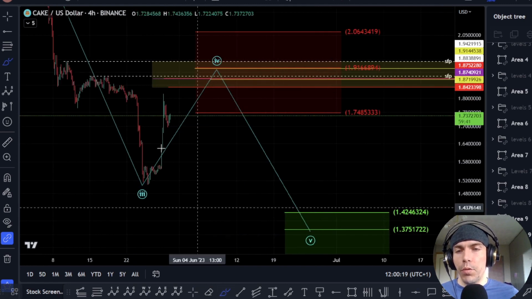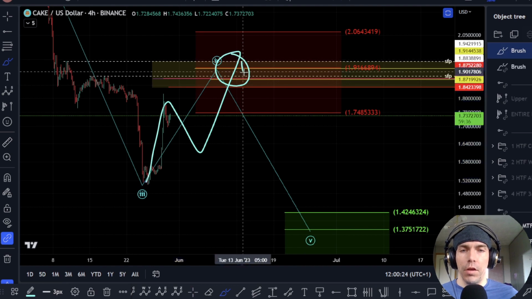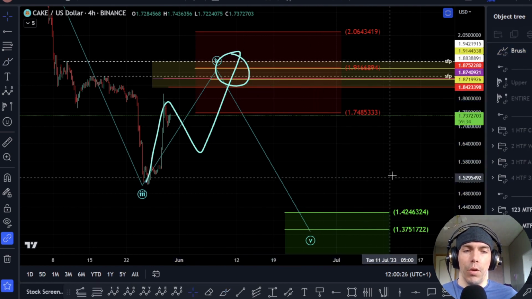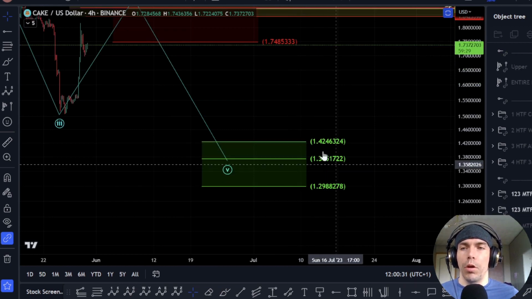A three-wave move up into this zone where we see something like this play out could actually tie in with this idea of a fourth wave, and then we have an additional fifth wave to the downside where we could see a breakdown towards this $1.42 to this $1.29.